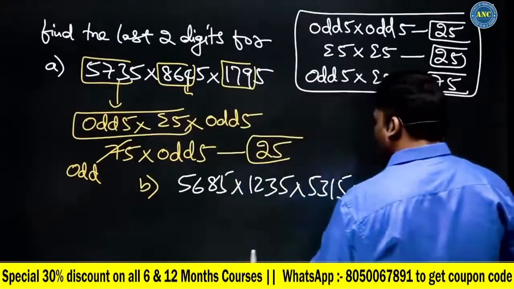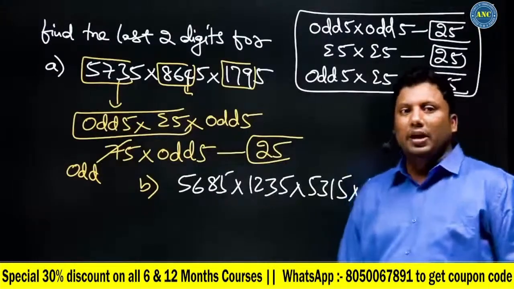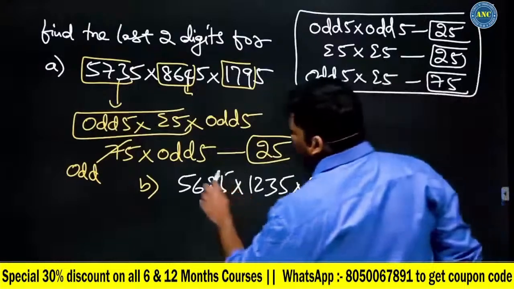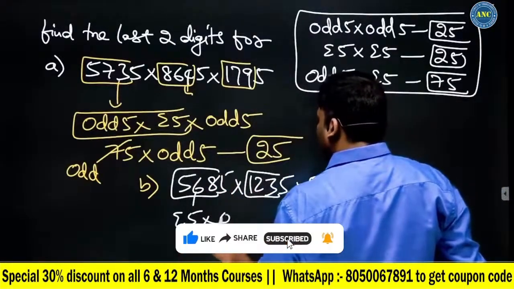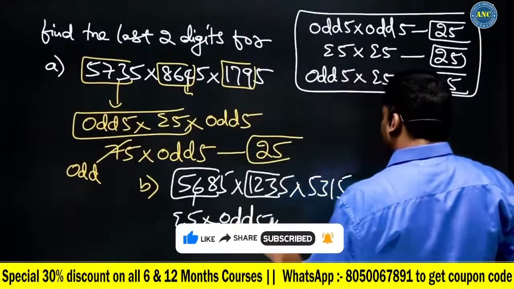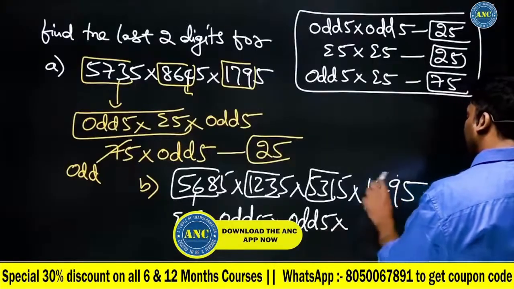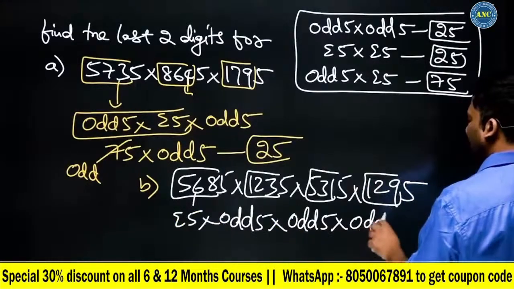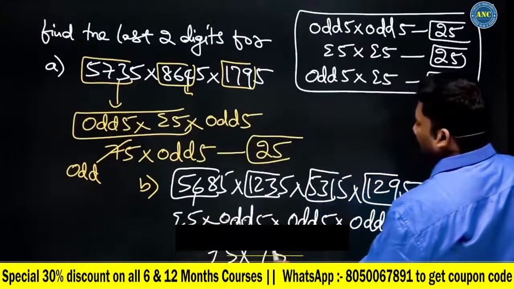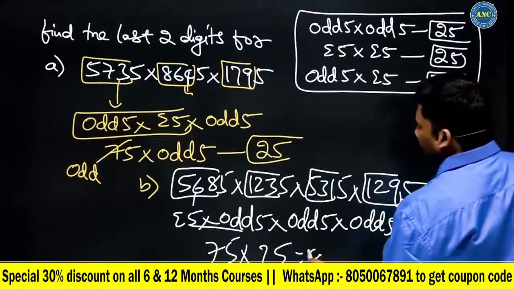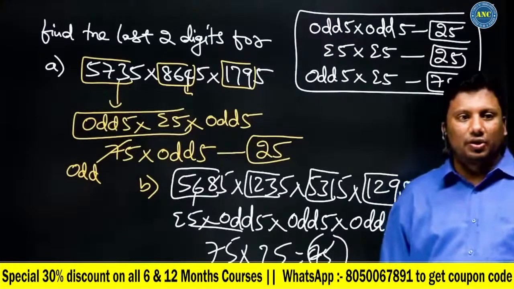Let us solve this question. I just want serious and sincere students to be a part of the ANC course. 5, 6, 8: 8 is an even number, so even 5. 1, 2, 3 is an odd number, odd 5. 5, 3, 1 is an odd number, odd 5. 1, 2, 9 is an odd number, odd 5. Even 5 into odd 5 gives 75. Odd 5 into odd 5 gives 25. Odd 5 into even 5, the answer is 75. Spandana, I hope it is clear to you.